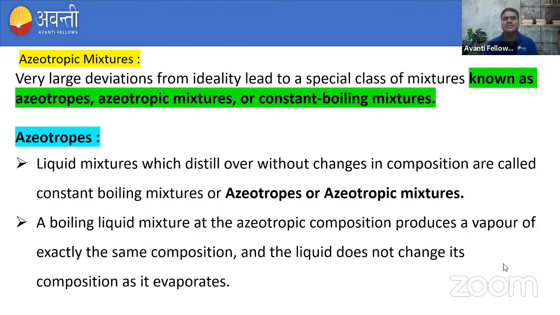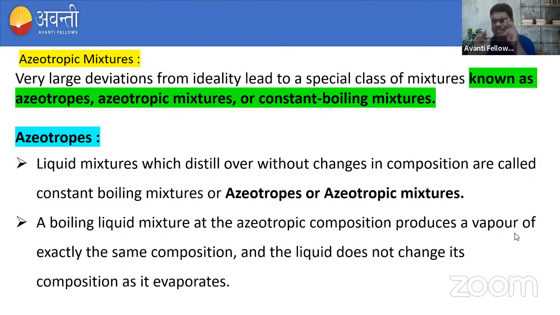So these liquid mixtures distill without change in composition. Their composition does not change either in the liquid state or in the vapor state. Their composition remains the same, and they boil at a constant temperature. Now, a boiling liquid mixture at an azeotropic composition produces a vapor of exactly the same composition, and the liquid does not change its composition. We already talked about this. That is, the composition in the liquid state and in the vapor state remains the same. So they are examples of azeotropic mixtures. I hope this is clear. What are azeotropes?